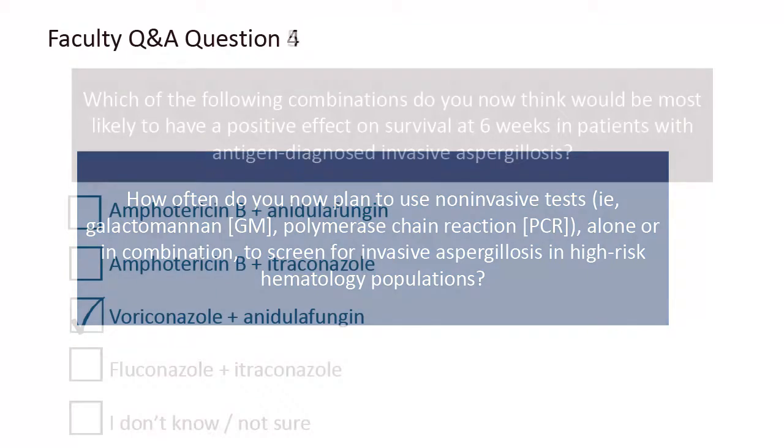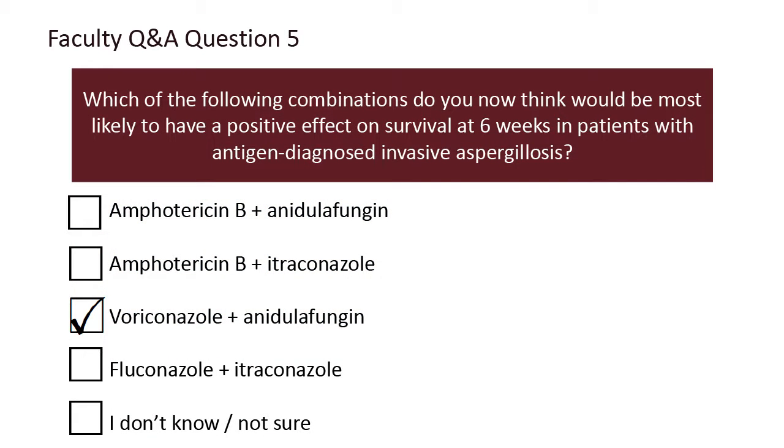Thank you. Which of the following combinations do you now think would be most likely to have a positive effect on survival at 6 weeks? Amphotericin plus anidulafungin, amphotericin plus itraconazole, VORI plus anidulafungin, fluconazole plus itraconazole.